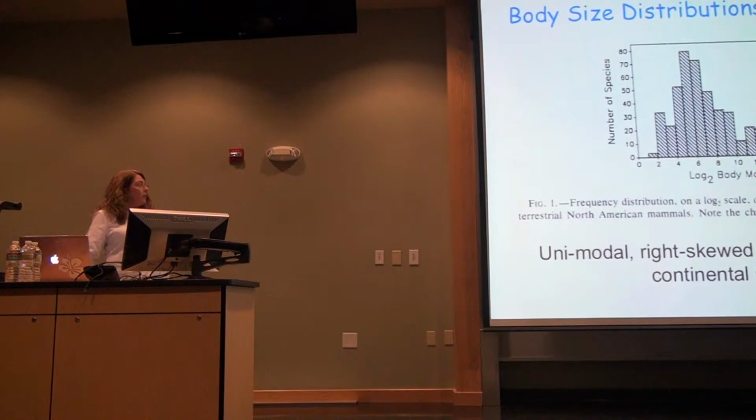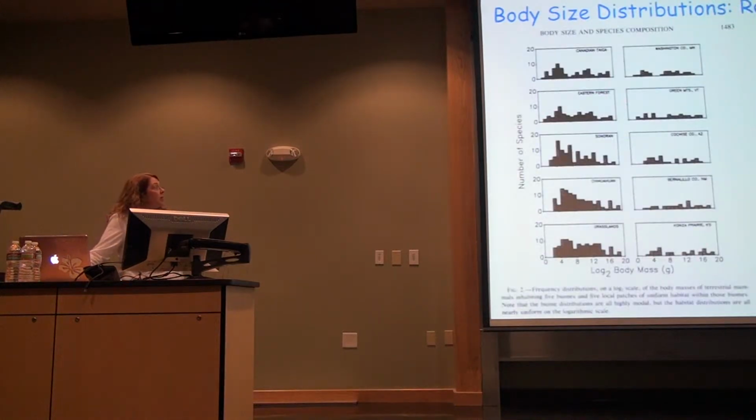So at the continental level, they showed that in North America, the body size distributions of mammals were unimodal and right skewed, but that as you change spatial scale, the distributions become progressively flatter. So they're not completely flat at the regional scale, but they're flatter. And then you tend to get uniform distributions at the local scale.